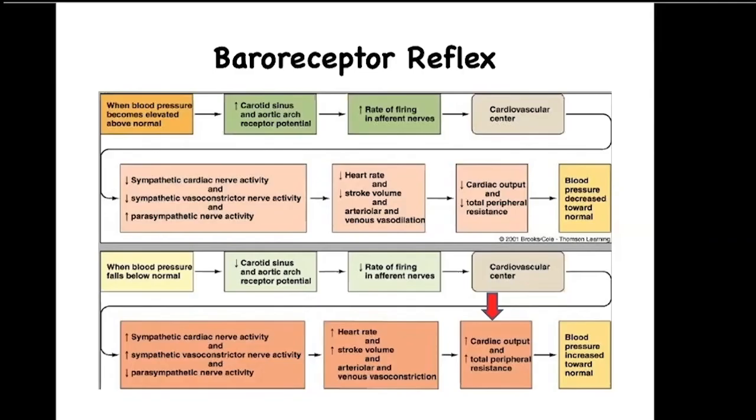So what is the relationship between cardiac output and blood pressure? Remember, cardiac output is the amount of blood that is being pumped out by each ventricle per minute. More blood in your vessels means blood pressure will go up. Be sure that you understand how this reflex works.